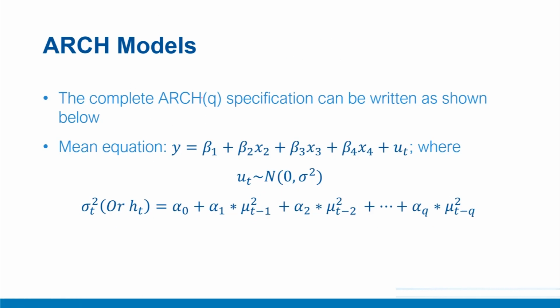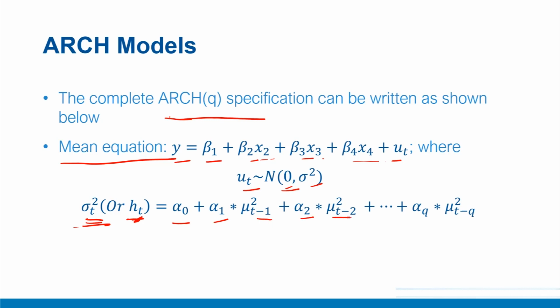So the resulting ARCH-Q, a more generic version of ARCH model, that is ARCH-Q model specification, can be written as a combination of mean equation, which is y equal to beta 1 plus beta 2 x2 plus beta 3 x3 and so on, plus mu t, where mu t is normally distributed with a mean of 0 and a variance of sigma square. And then the conditional variance estimate of ARCH model for period t is written as either ht or sigma square t equals alpha naught plus alpha 1 mu square t minus 1 plus alpha 2 into mu square t minus 2 and so on till alpha q into mu square t minus q, where all these mu squares are the innovation or error terms for periods t minus 1, t minus 2 and up till t minus q.